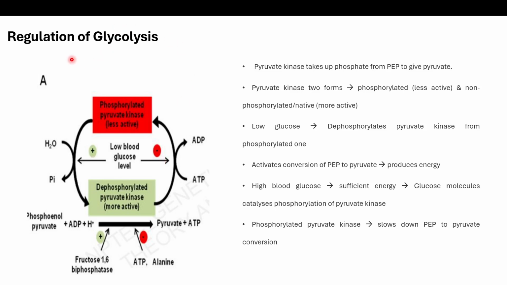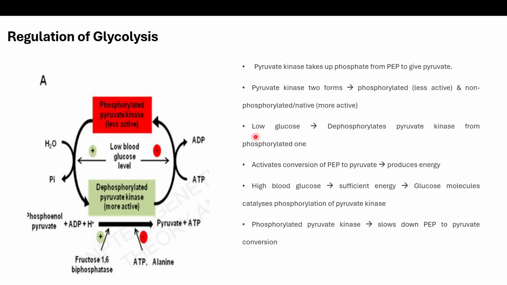Another regulation of glycolysis happens at this level, at the level of pyruvate kinase. What pyruvate kinase in general does is take a phosphate from phosphoenol pyruvate to give pyruvate, the last step before formation of pyruvic acid in the glycolytic pathway. Now, this enzyme has two forms. One is the phosphorylated form, which is the less active form, and the non-phosphorylated or native form, which is more active.